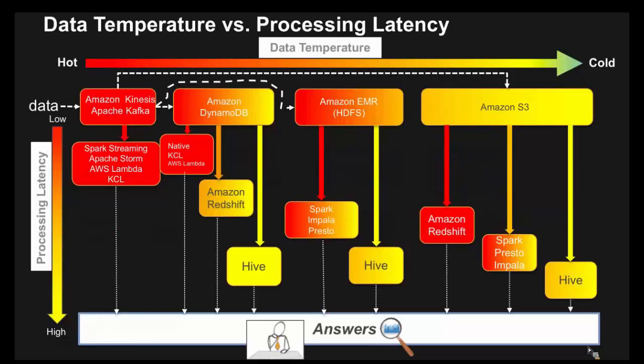And now what I've done in this slide is a very busy slide. Let's move from top to bottom. On the top I have the data from hot to cold. Kinesis and Kafka being hot data stores, and DynamoDB being a hot data store. As you move towards the right, towards S3, it becomes a warm data store. On the vertical axis, which is the y-axis, the processing latency goes from low to high.